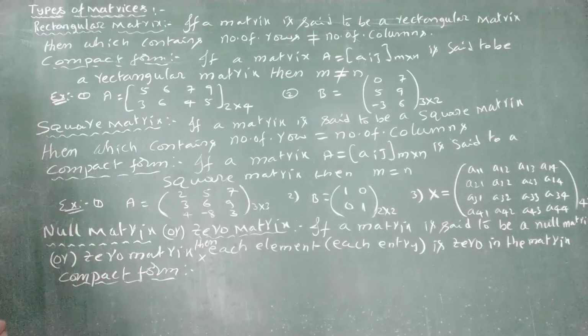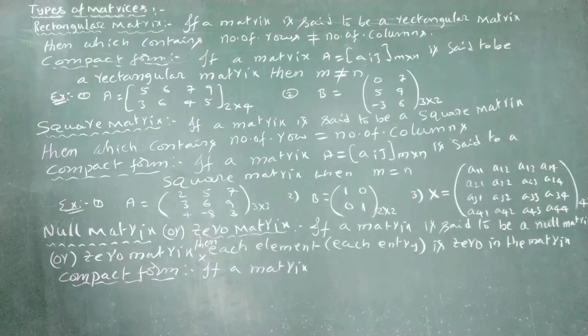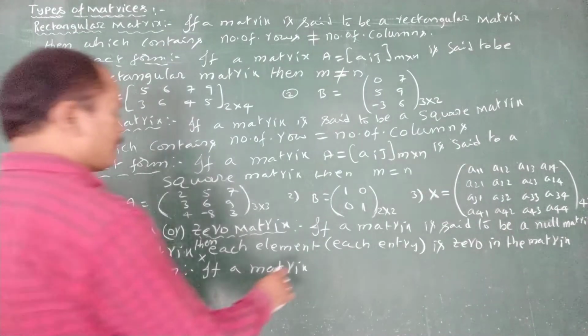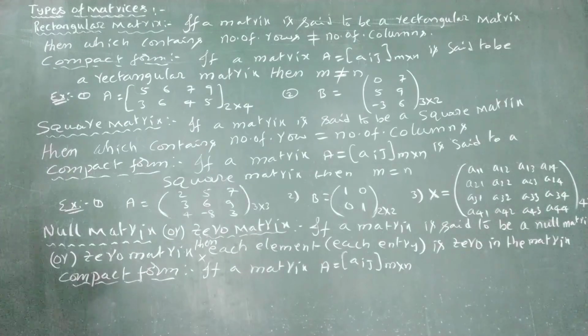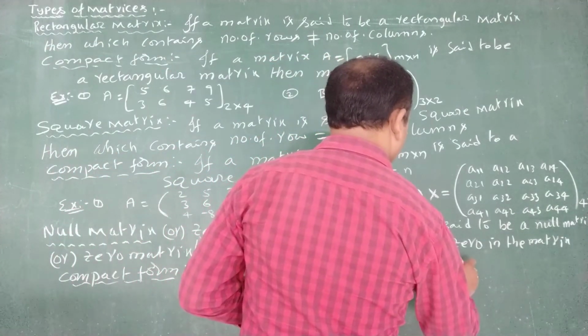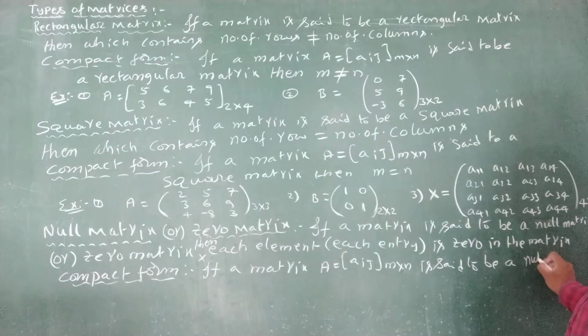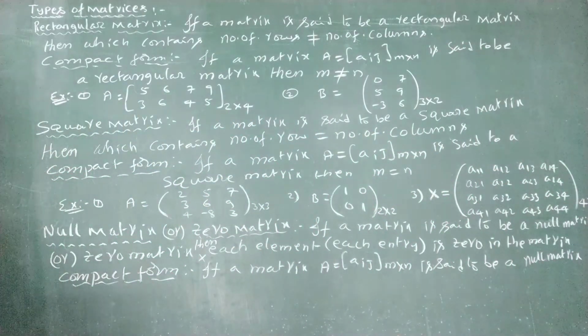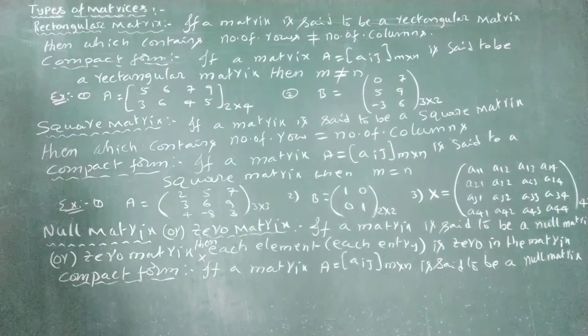Compact form. If a matrix A = [aij] of order m by n is said to be a null matrix or zero matrix, then what is the element in the compact form? aij must be 0 for all i, j.